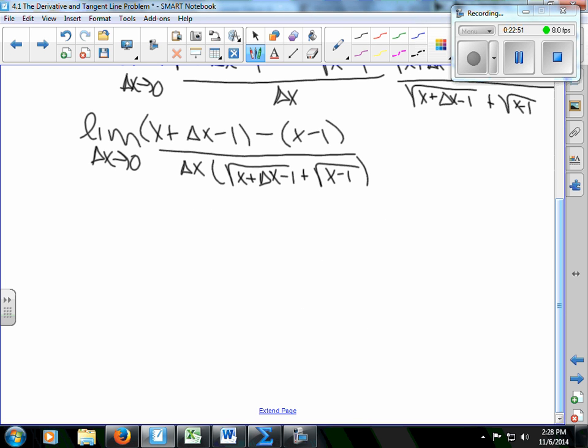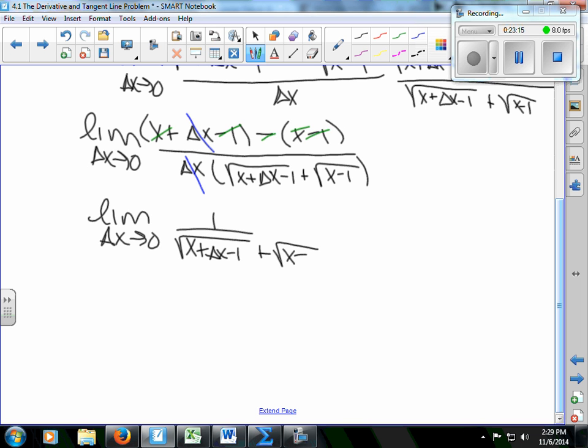And so let's do our cancellation. X minus 1 minus x minus 1. I have a delta x on top and a delta x on the bottom. That cancels, leaving nothing on top. Well, a 1 because I divided away the delta x. And on the bottom, radical x plus delta x minus 1, plus radical x minus 1, both of those in a radical.